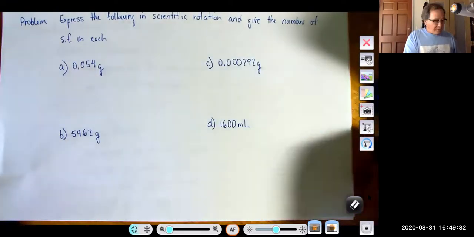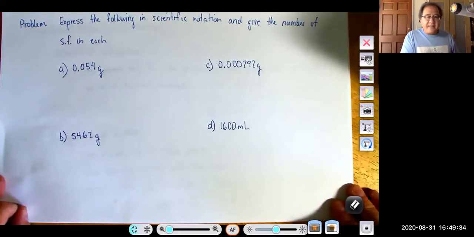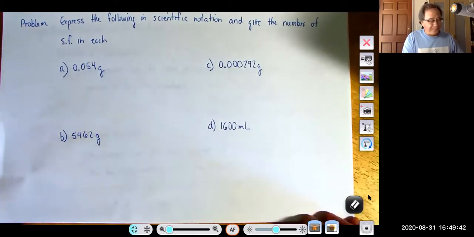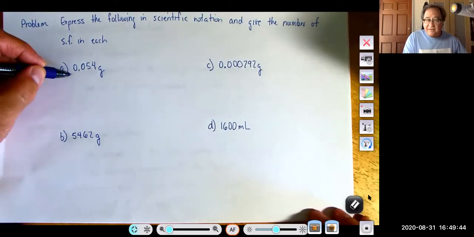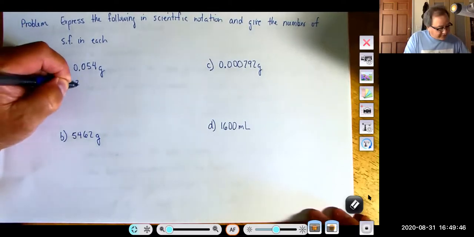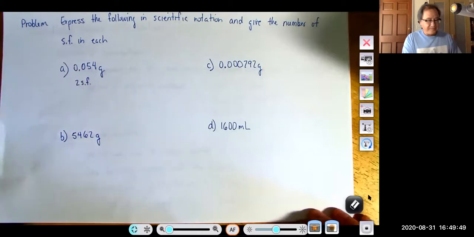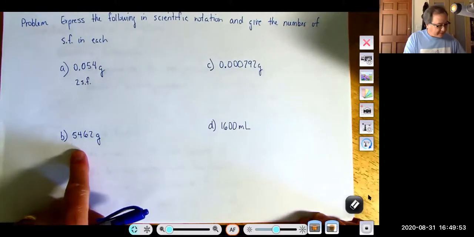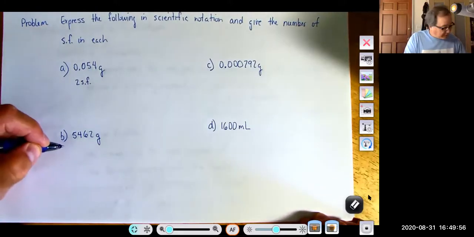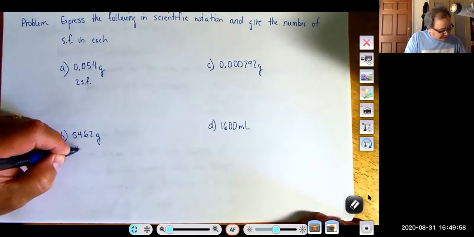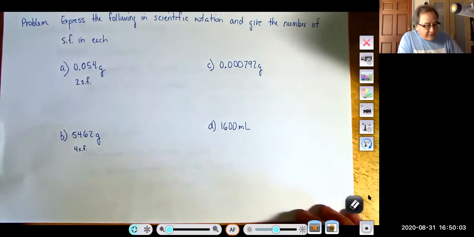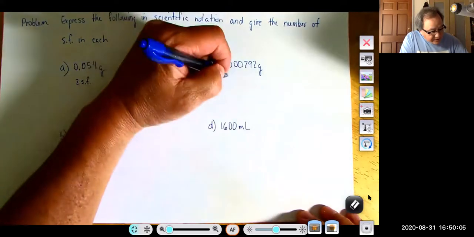Let's look at these problems here. Express the following in scientific notation and give the number of significant figures for each. I'm going to start with sig figs. Leading zeros never count, so this has 2 sig figs. B is below, not to the right. Take a look here. This has only non-zeros. There are 4 of them, so this has 4 sig figs. Let's look at C. Leading zeros don't count, so this only has 3 sig figs.